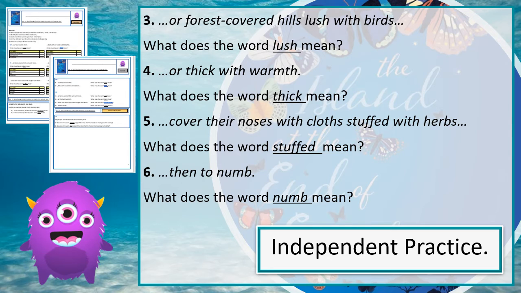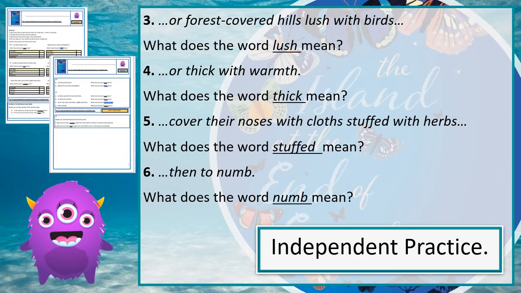So, question 3, forest-covered hills lush with birds. What does the word lush mean? Question 4, thick with warmth. What does the word thick mean? Question 5, cover their noses with cloth stuffed with herbs. What does the word stuffed mean? Question 6, then to numb. What does the word numb mean? Pause the video, and when you are ready to have a look at the answers, press play.